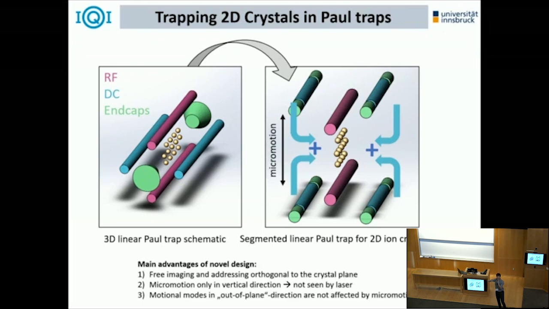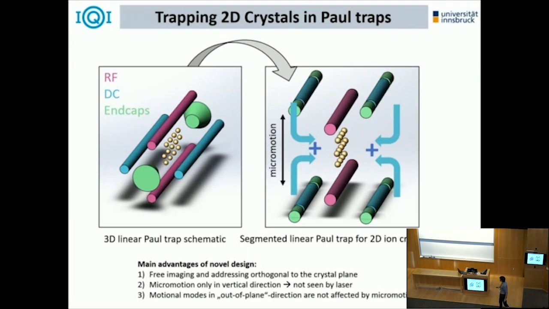This means that the motional modes which are perpendicular to the crystal, you can make free of any micromotion. So they behave naturally, they don't heat up because of this micromotion. And this gives us the possibility to use these modes for simulation or for computation without having the micromotion. We live with it in the plane, but this is not so harmful for us.